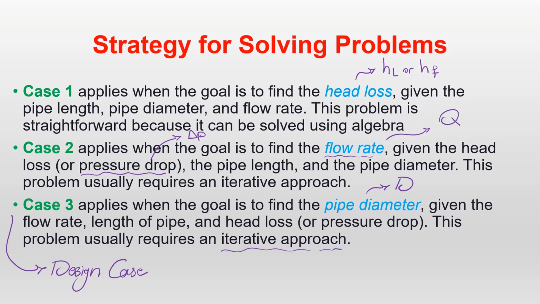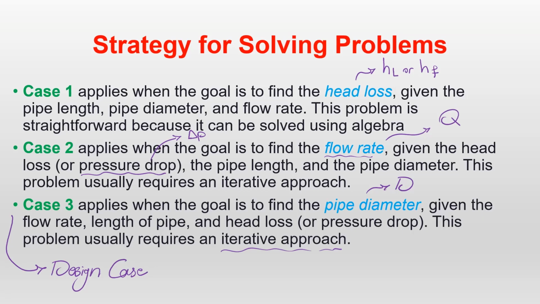This slide serves as a review of what we talked about in the previous session, which was case number 1 of problems. Case number 1 is whenever you are calculating head loss, given pipe length, pipe diameter, and flow rate. As I told you before, case number 1 problems are straightforward because they can be solved using algebra.